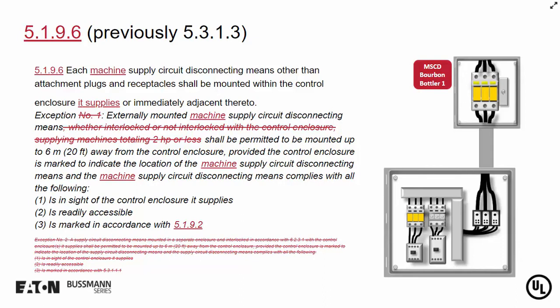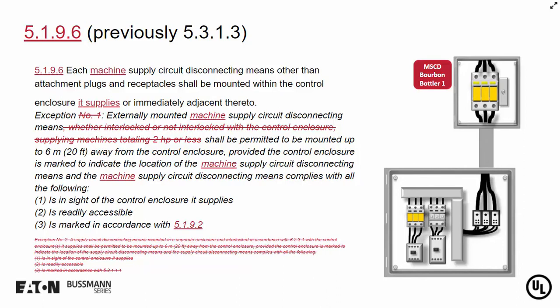So I just want to make sure we have that clarification here before we move on. So let's move on to section 5.1.9.6. And as you can see, this was previously section 5.3.1.3, and this requires the machine supply circuit disconnect to be mounted in the enclosure it controls.